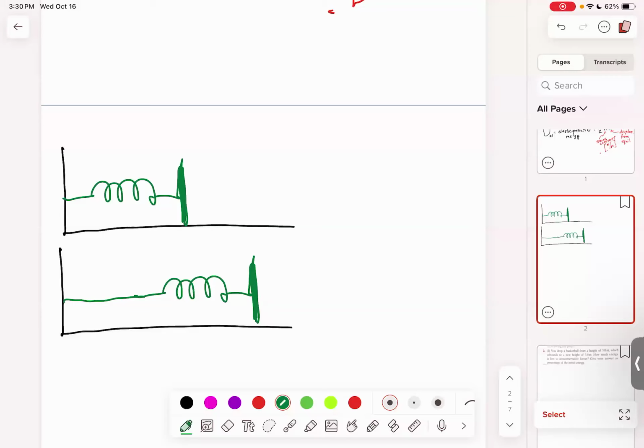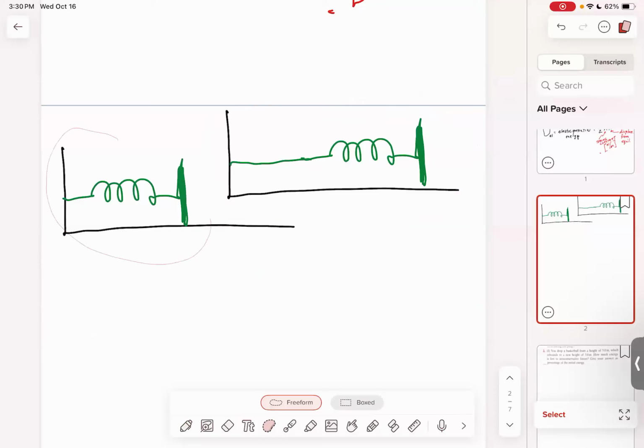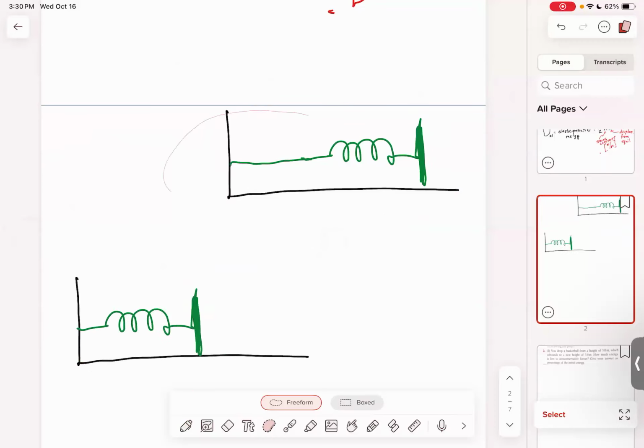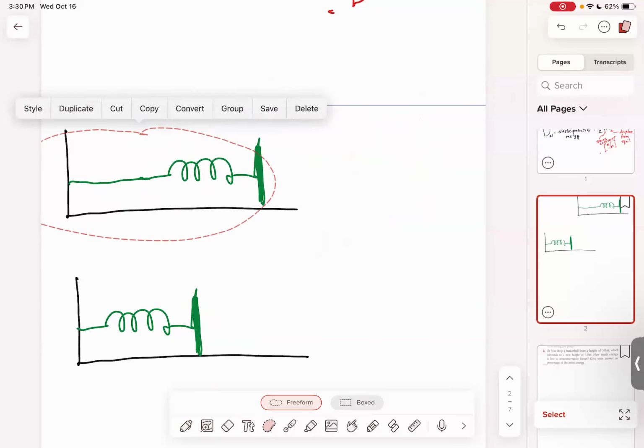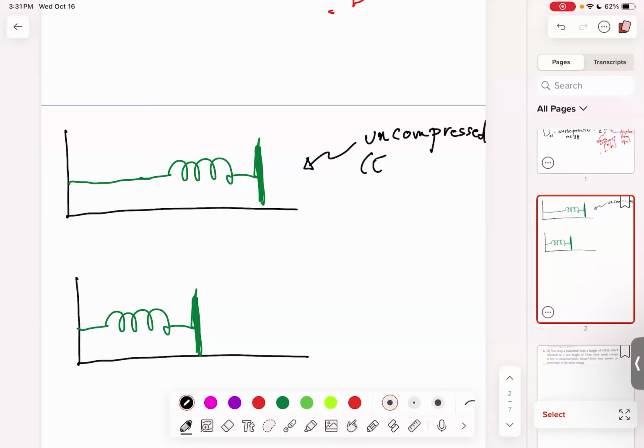Actually I've pulled the spring, so let's do as I said I was going to do. Let's flip-flop these positions. We're going to compress the spring. We start off with the picture on the top, and we compress the spring on the bottom. And so in the top instance, we'll say that this is uncompressed or in equilibrium.